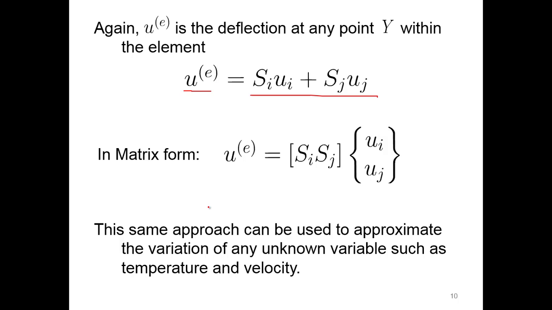The same approach can be used to approximate the variation of any unknown variable, such as temperature and velocity. We'll be doing this later, but instead of using displacement, we'll use temperature, and we'll have temperatures over here. Knowing these two temperatures at two different ends of our element, we can solve for the temperature within the element. So we'll come back to that.